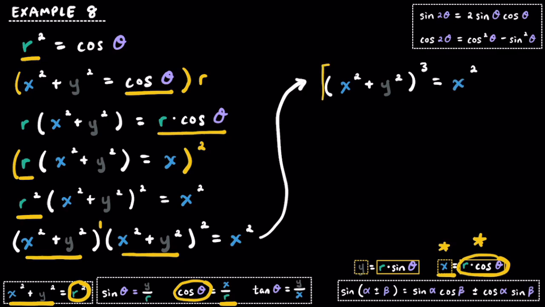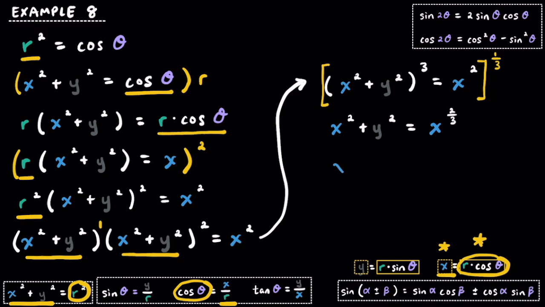So technically this is in rectangular form because we don't have any r's or thetas, but let's go ahead and see if we can solve this for y. To do that, I'm going to raise both sides to the 1/3 power, and in doing so, that's going to cancel out the third power. So on the left side, we're just going to have x squared plus y squared. That's going to be on the left side, and on the right side, x to the second power raised to the 1/3 power is just going to be x to the 2/3 power.